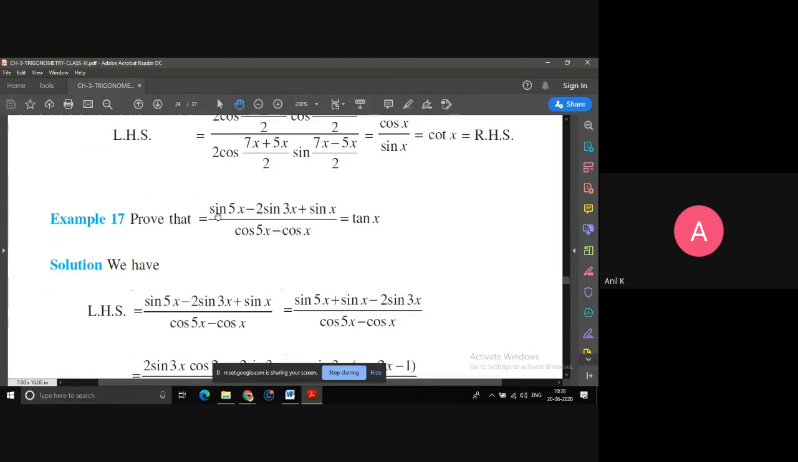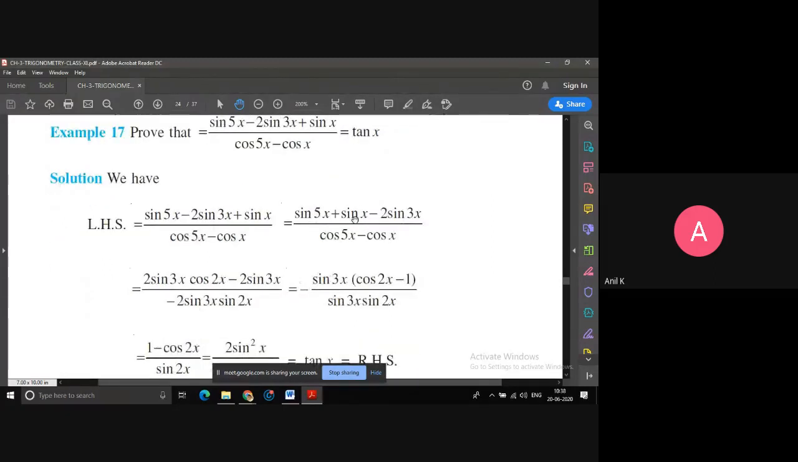What I do is I rearrange the terms: sin 5x plus sin x minus 2 sin 3x. This minus 2 sin 3x term I keep outside and separately. Now sin c plus sin d, here sin a plus sin b, you can say. The a value is 5x and the b value is x. So the sin a plus sin b formula you can apply here, and then simplify accordingly.